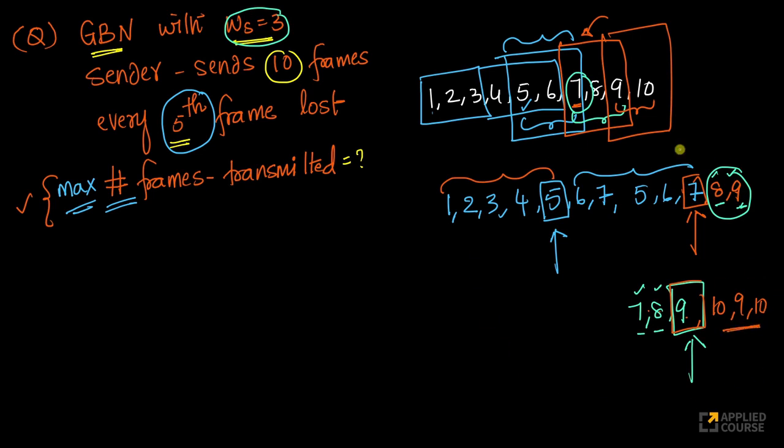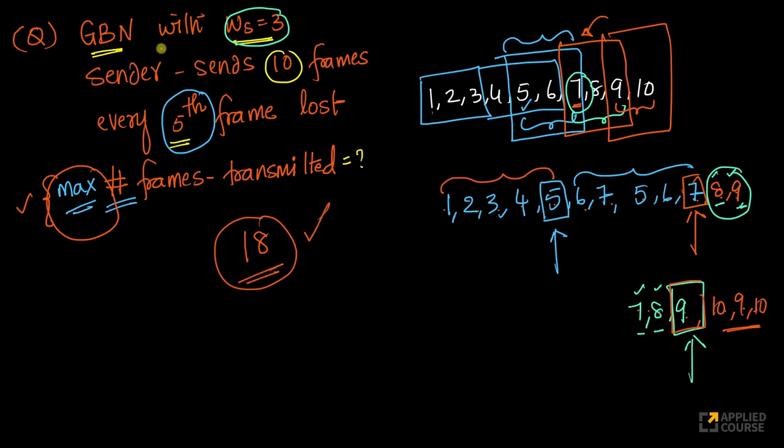So how many frames did we send? What is the maximum number of frames that we transmit for this? 1, 2, 3, 4, 5, 6, 7, 8, 9, 10, 11, 12, 13, 14, 15, 16, 17, 18. Wow. So the total number of frames that we have resent is 18.